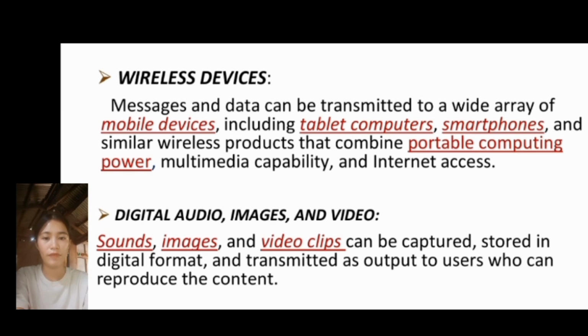And we have wireless devices. Messages and data can be transmitted to a wide array of mobile devices, including tablet computers, smartphones, and similar wireless products that combine portable computing power, multimedia capability, and internet access. And we have digital audio, images, and video. Sounds, images, and video clips can be captured, stored in digital format, and transmitted as output to users who can reproduce the content.